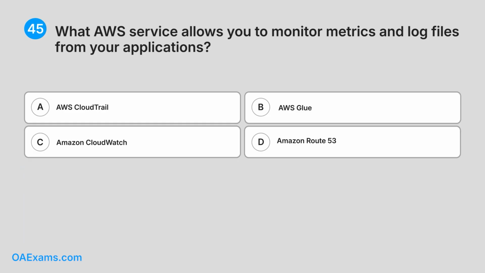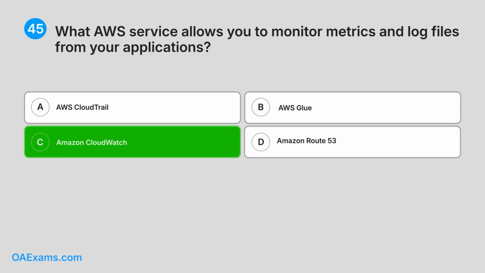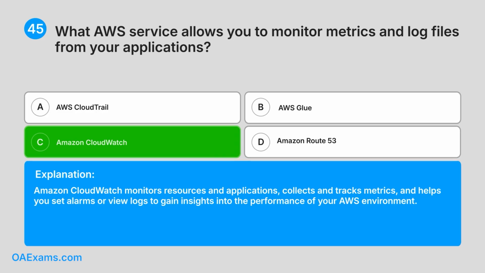45. What AWS service allows you to monitor metrics and log files from your applications? A. AWS CloudTrail. B. AWS Glue. C. Amazon CloudWatch. D. Amazon Route 53. Can you guess the answer? Correct answer. C. Explanation: Amazon CloudWatch monitors resources and applications, collects and tracks metrics, and helps you set alarms or view logs to gain insights into the performance of your AWS environment.